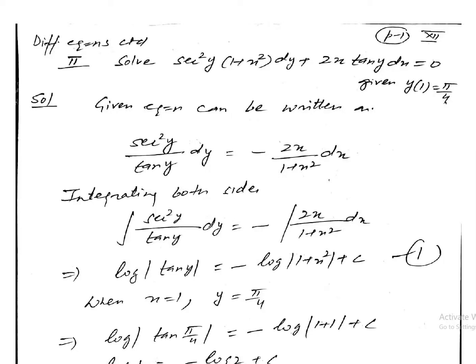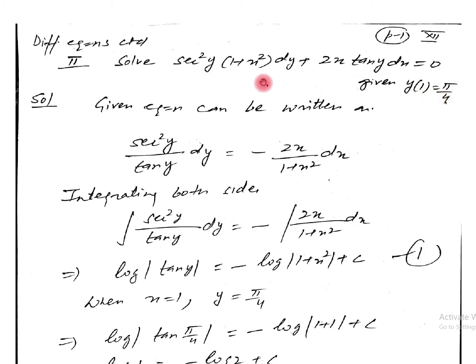Good afternoon, students. Let us see some more questions of differential equations by separating the variables. The question is: solve sec²y (1 + x²) dy + 2x tan y dx = 0, given the condition that when x is 1, y equals π/4.